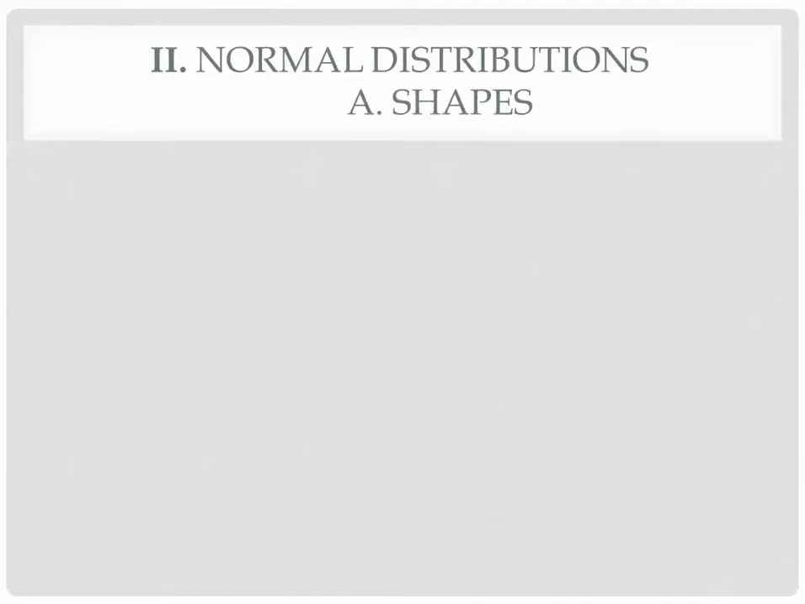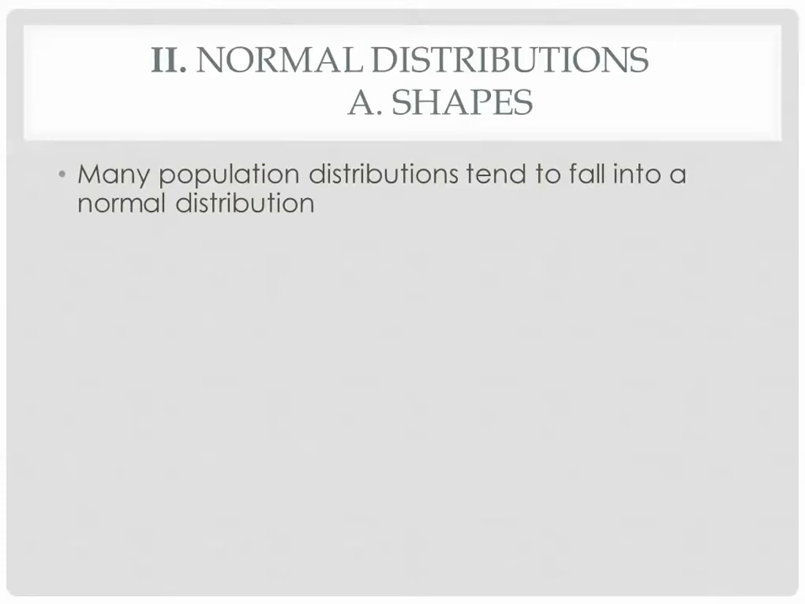So the shape of a normal distribution, you're going to hear this over and over again. So many population distributions fall into this shape, into this normal curve. They are bell-shaped and symmetrical. That means that they are not skew right or skew left. They're symmetrical. That is a term that we learned very early on in this course. If you don't remember what that means, I want you to go back in your notes and review that.